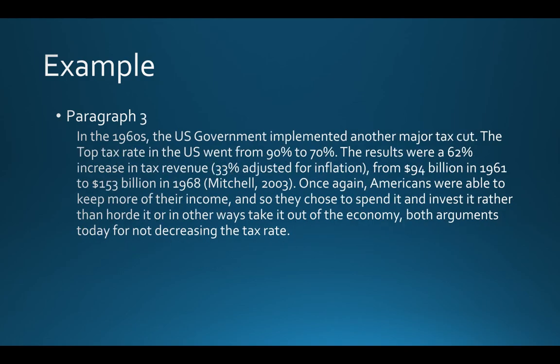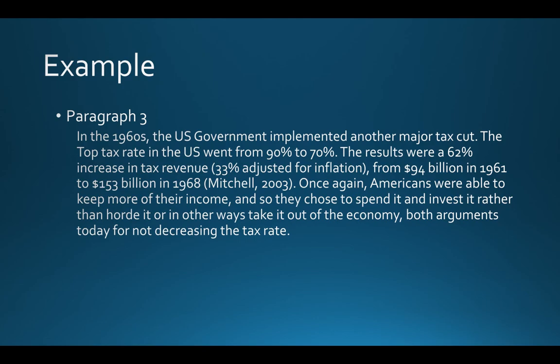Paragraph 3. In the 1960s, the U.S. government implemented another major tax cut. The top tax rate in the U.S. went from 90 to 70%. The results were a 62% increase in tax revenue, 33% adjusted for inflation, from $94 billion in 1961 to $153 billion in 1968. Same source here. Once again, Americans were able to keep more of their income, and so they chose to spend it and invest it rather than hoard it or in other ways take it out of the economy. Both are arguments today for not decreasing the tax rate.